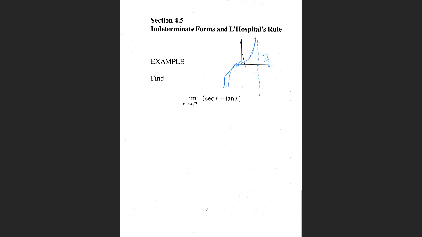Yeah, there's an asymptote at pi over 2. And so what happens is you have one function approaching 0.